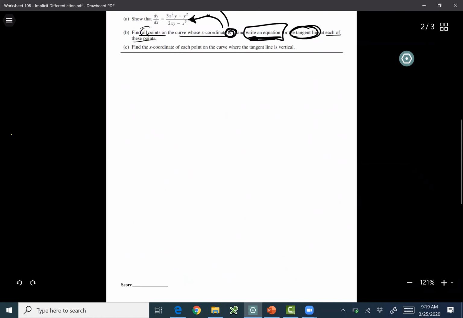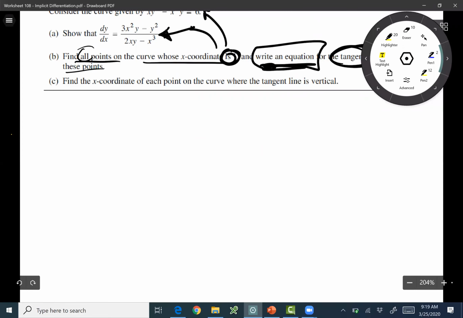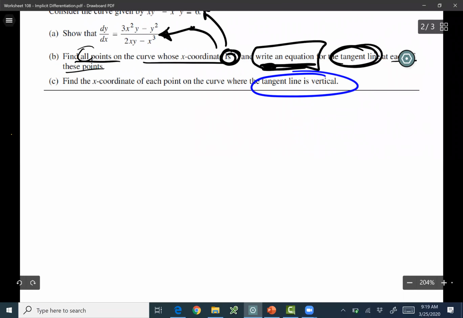Okay. And see, this is the one I've been waiting for. This is kind of the weirdest one, but it does appear on some of these, is find where the tangent line is vertical. Well, and they only want the x coordinate. They don't care about the y coordinate here. And it's actually because the y coordinate doesn't always exist. Sometimes it does, sometimes it doesn't, right?